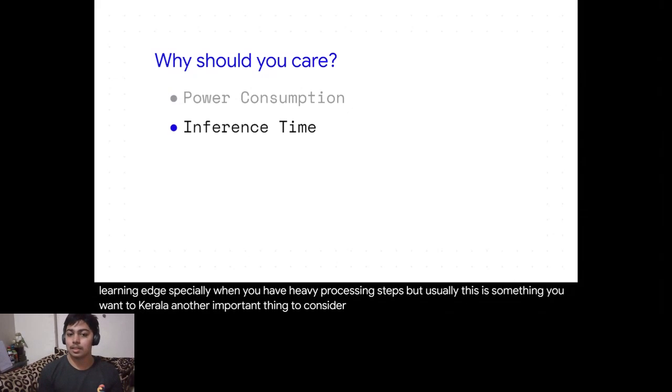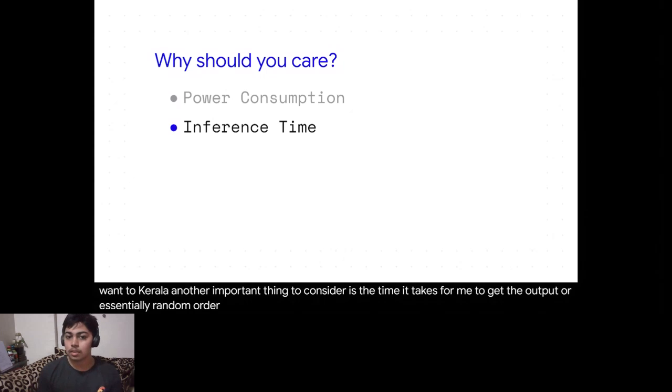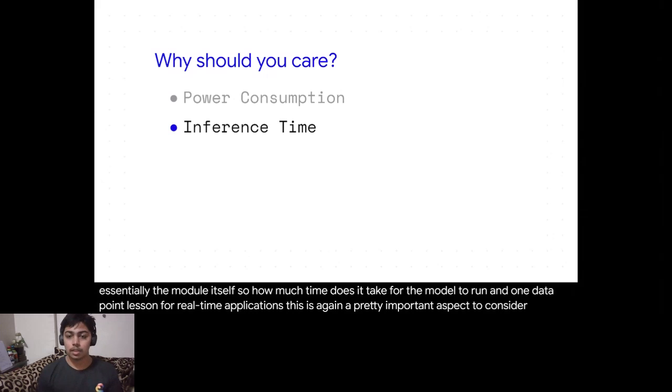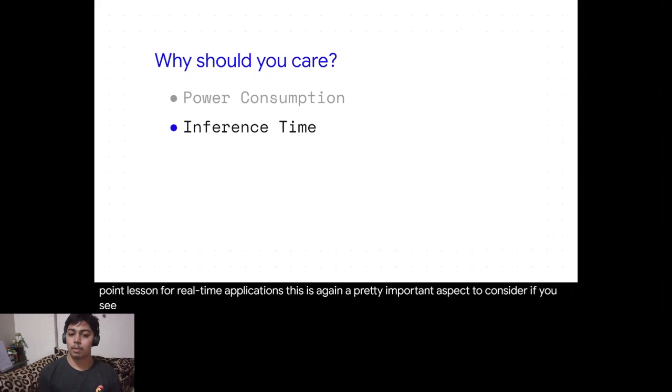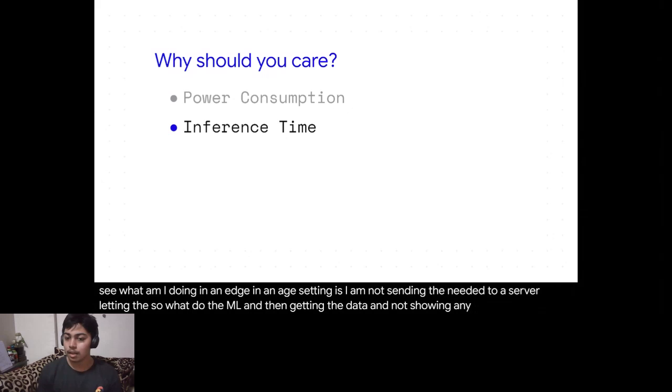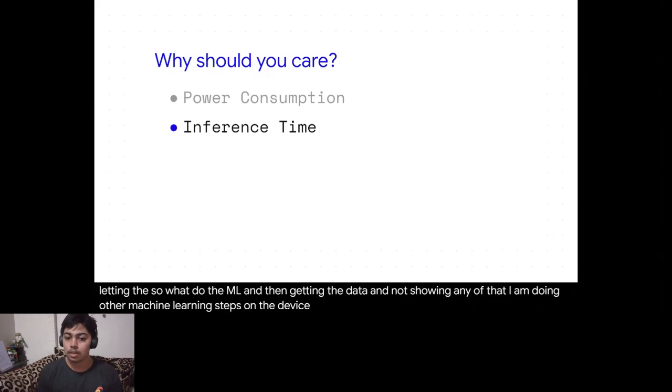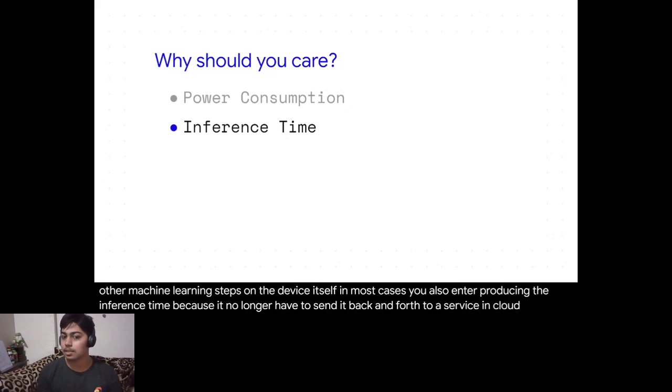Another important thing to consider is the time it takes for me to get the output, or essentially run the model itself. So how much time does it take for the model to run on one data point, let's say? For real-time applications, this is again a pretty important aspect to consider. So if you see, what I am doing in an edge setting is that I'm not sending the data to a server, letting the server do the ML and then getting the data. I'm not doing any of that. I'm doing the machine learning steps on the device itself. So in most cases, you also end up reducing the inference time because you no longer have to send data back and forth to a server or some cloud hosted system.